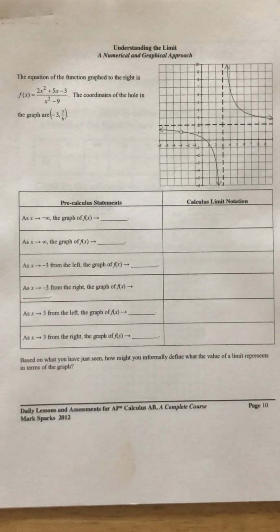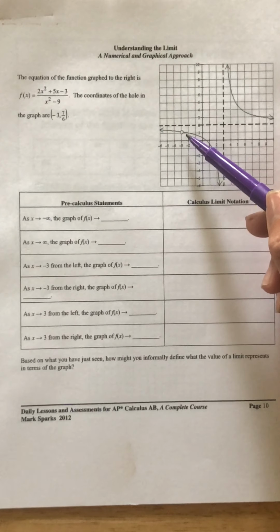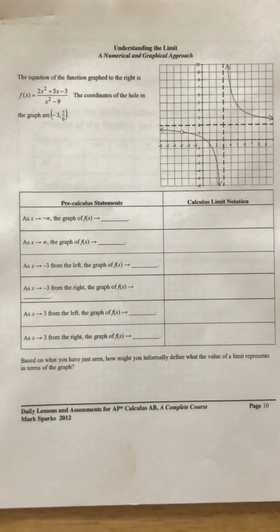So the first thing we're going to do, we have a graph, we have a formula. They give you the equation. They tell you that the hole, which is right here, has coordinates (-3, 7/6), which is kind of good, but we're going to explore it the old school way. Let's talk about our pre-calc statements, and then we're going to turn them into calculus statements. So to get you guys ready for the lingo of next year with Miss Erickson. So hopefully you guys are ready for it.